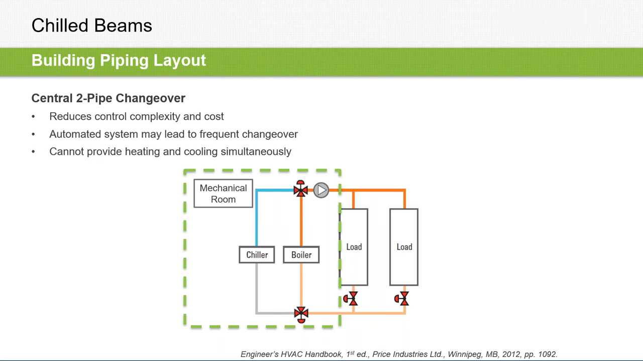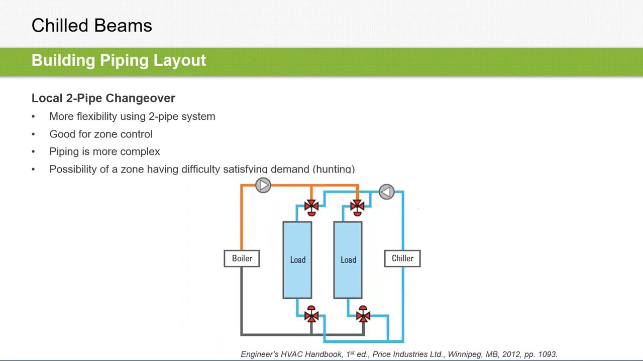So if the south side of the building needs some cooling, but the north side needs some heating, you're kind of stuck, and you have to have one or the other and not both. So that can present some challenges.